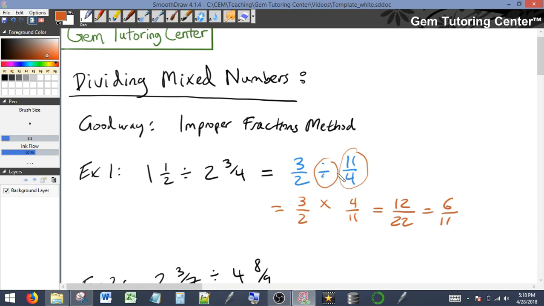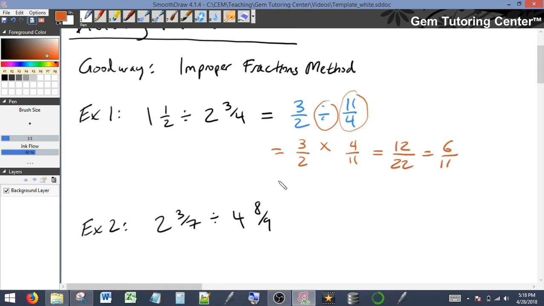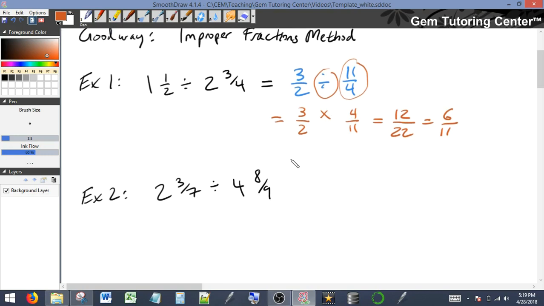The key things to remember are, first we change these to improper fractions, then we flip the sign from dividing to multiplying, the operator sign, and then we flip the second fraction into its reciprocal, so 1 divided by that fraction, so we get 4/11 instead of 11/4. Now let's do the second example. This one will take a little bit longer, but we can still do it.